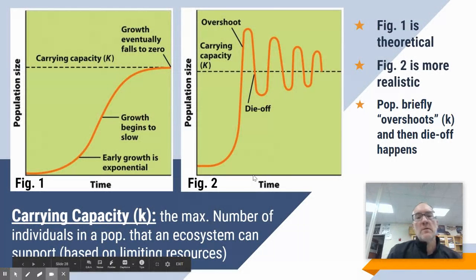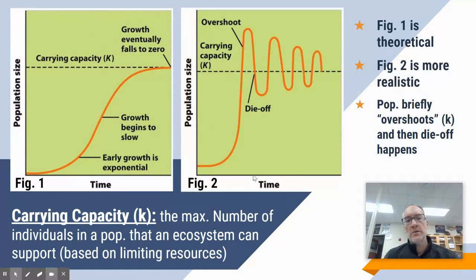So carrying capacity is the max number of individuals in a population that an ecosystem can support based on the limiting resources. So familiarize yourself with this figure 1, which represents population size over time. You can see that we have exponential growth going on here, and then logistic growth. Eventually, the population hits a carrying capacity and falls to zero. So this is a theoretical model.